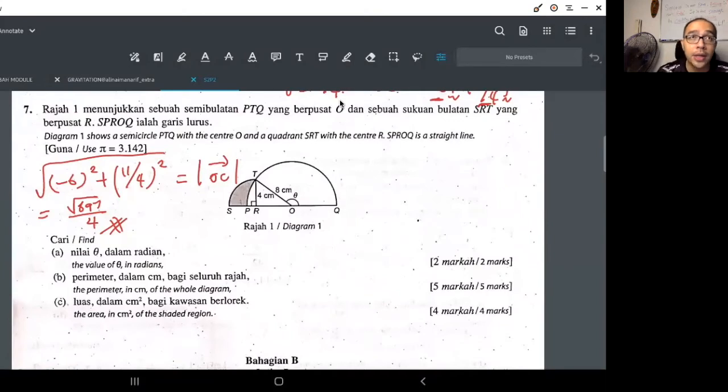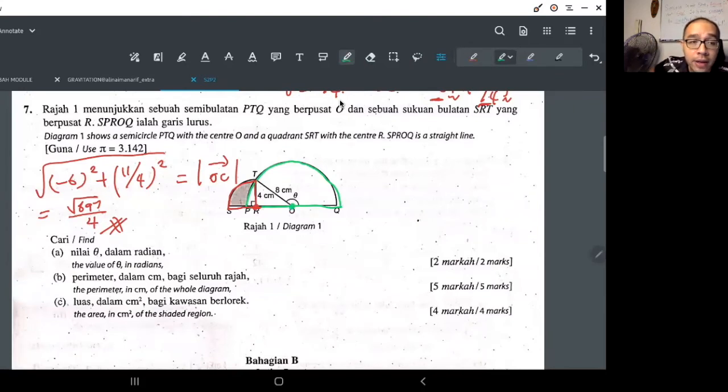Alright, I think in our much earlier classes, I already covered the important things in the circle, so I'm not going to cover it again here. So we have a semicircle PTQ over there with the center O and a quadrant SRT. It's very important to differentiate between the two circles. So this is one circle over here, and you have another circle over here, which is the SRT quadrant. So there are two centers in this diagram. One is center R, and the other one is center O. Be very aware of this one.